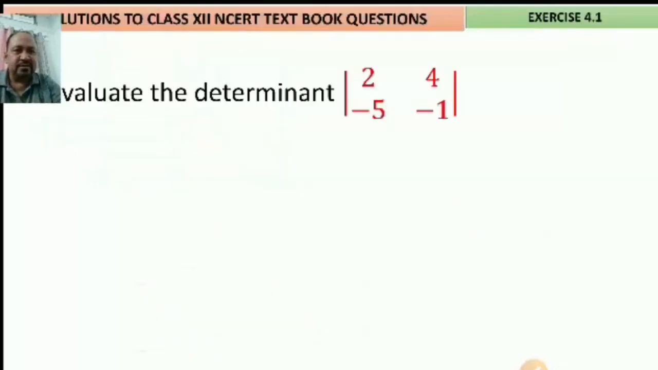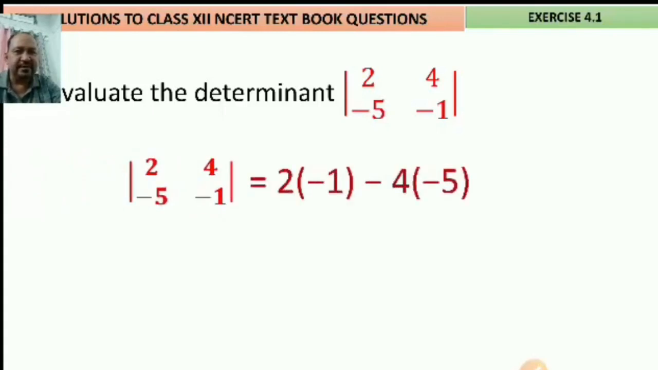Now we will solve the example exercise, solve the problems of exercise 4.1. The value of the determinant. It is so simple. You will cross multiply first: 2 into minus 1, and 4 into minus 5. So minus 2 plus 20, and the value of the determinant will be 18.